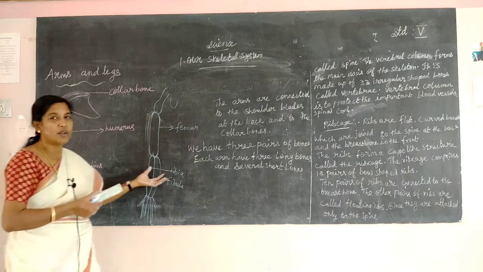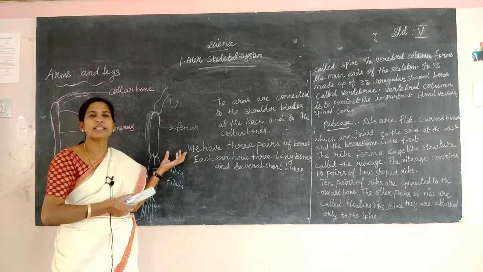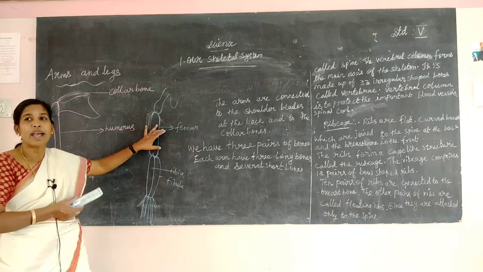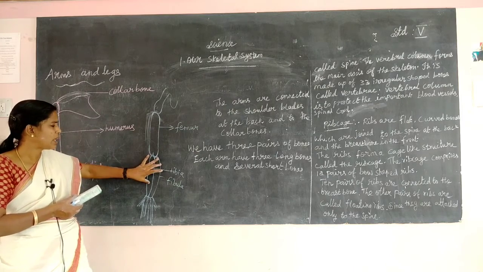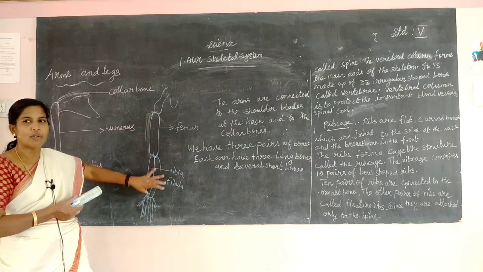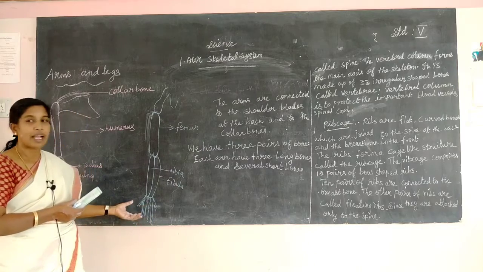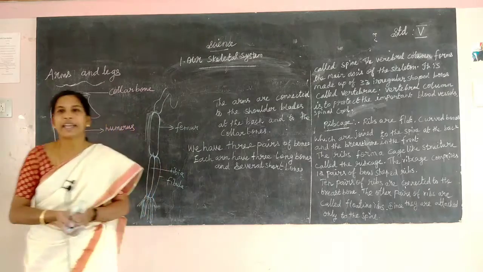Okay. Next one, lower limbs. The lower limb has three long bones and several small bones. The longest bone is known as the femur, and the lower leg long bones are the tibia and fibula, and other small bones are known as the ankles and toes. Okay, children, thank you.